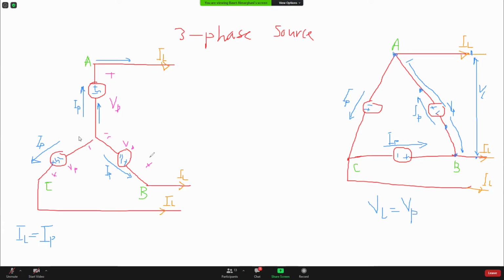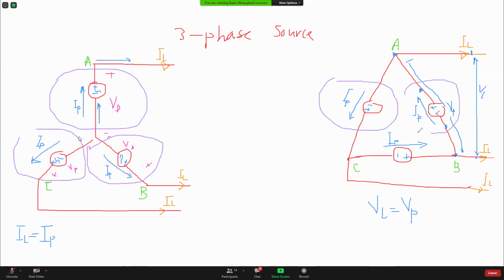So once you look at Y, you can see clearly the current going through the phase is the current going through the line. Now, three phase means three phases. This is phase one. This is phase two. This is phase three. So the current going through the phase, we call it phase current. The voltage across the phase, we call it phase voltage. Same here. This is phase one, two, three.